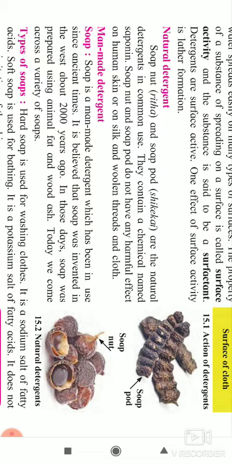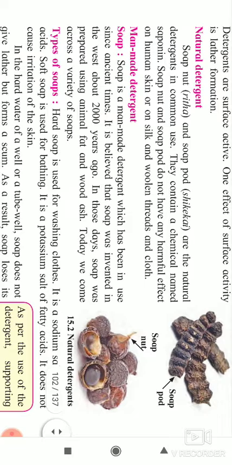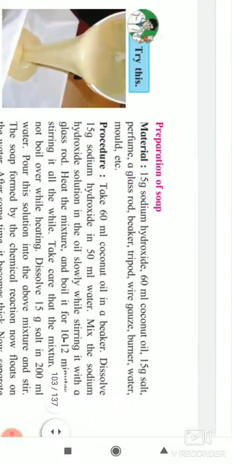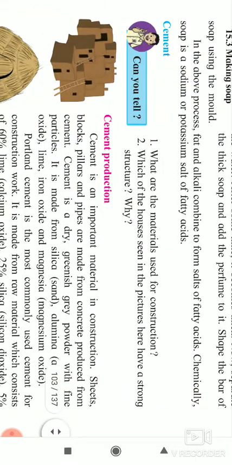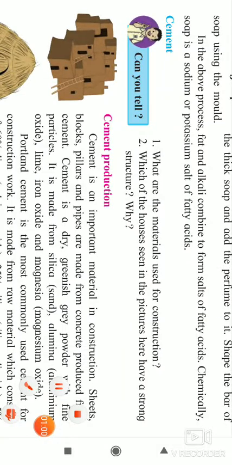Then natural detergents, such as shikakai and the pods, that is soap nuts, or Ritas, these are what we have seen. Then man-made detergent, how it is made, how soap is prepared, that we had already seen. Now the next part is cement.